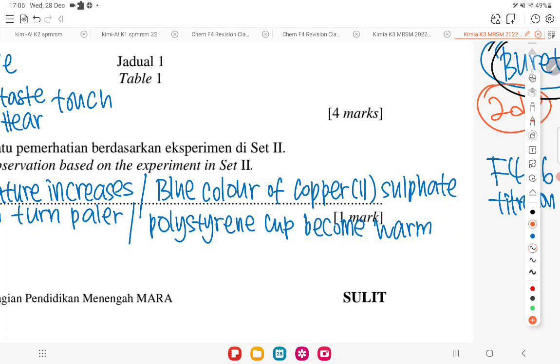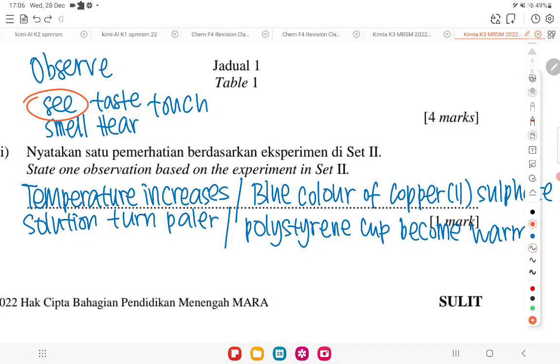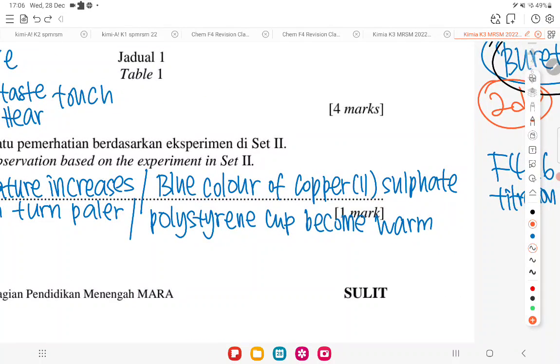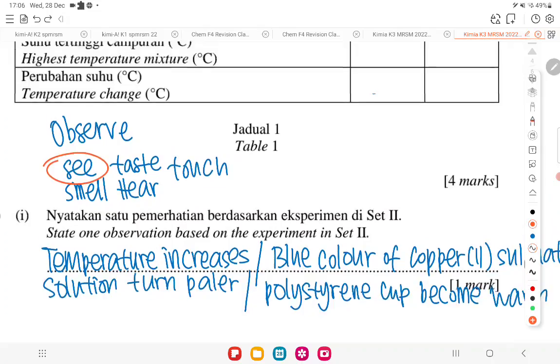If the temperature went from 30 all the way to 90, then yes, the temperature is high enough and you would feel hot. But now the temperature only increases a little bit, so the word warm is more suitable compared to the word hot. I like to use the word warm. If you don't want to write temperature increases, you also can write my observation: I can feel that the polystyrene cup becomes warm. Also can. What else can you see?